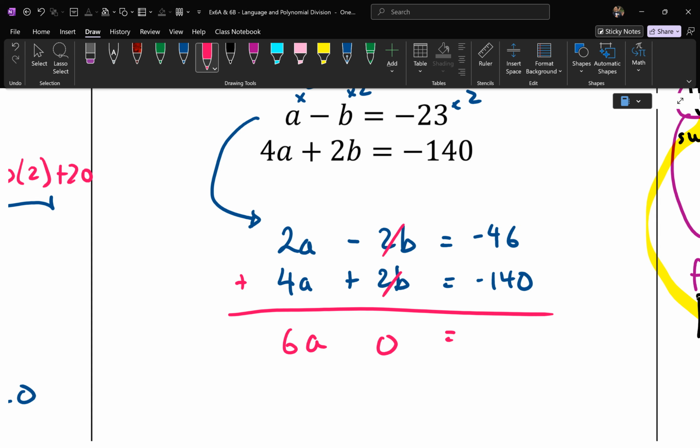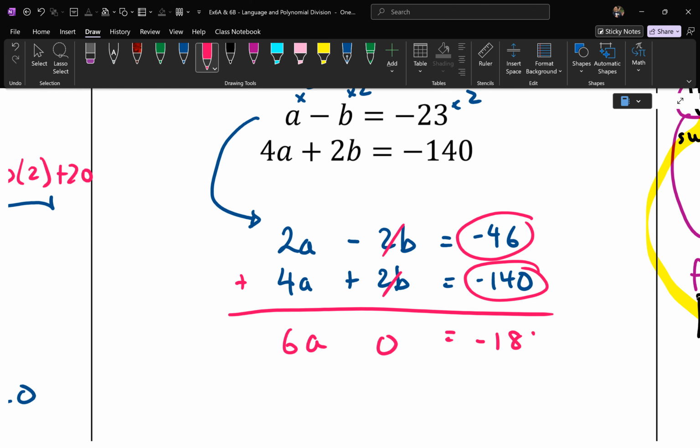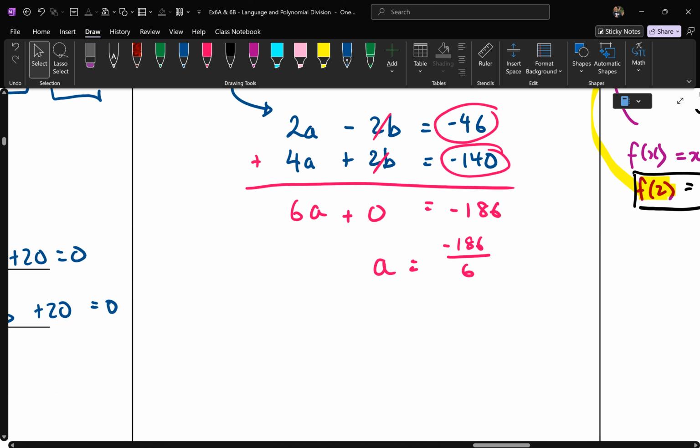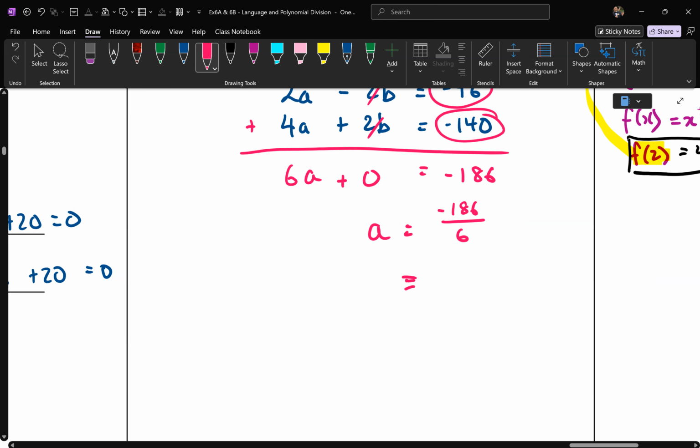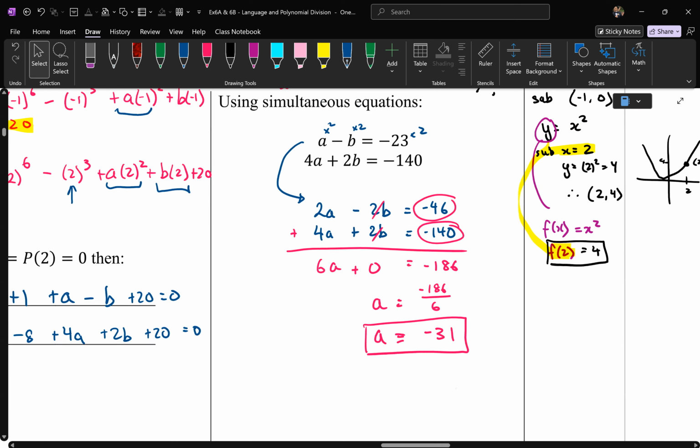This gives me 6a. And then what's negative 140 plus negative 46? Testing your integers now. My year 7 and 8s are doing this. What's negative 46 plus negative 140? Good. Perfect. And then from here to find A, A is negative 186 divided by 6. And you can already see there, 6 goes into 18 3 times, so it's negative 3. And then 6 goes into 6 once. A must be negative 31.